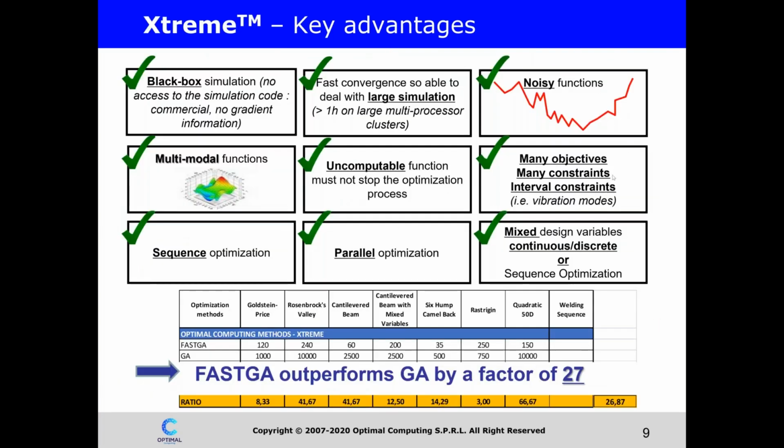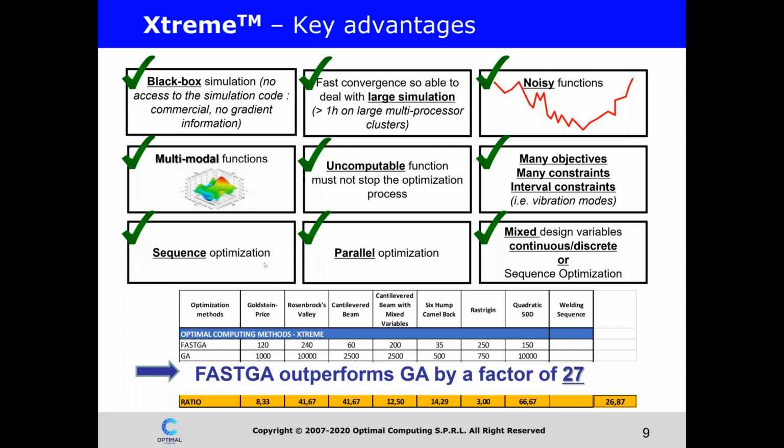It can deal, as you will see later in this case, with many objectives, many constraints, and also what we call interval constraints, for example, for vibration modes. We can do parallel optimization. We can use continuous or discrete design variables. It could be the number of blades as a design variable. And we can also deal with, it's a different algorithm, but it's for sequence optimization, as I will show you in the next slides.